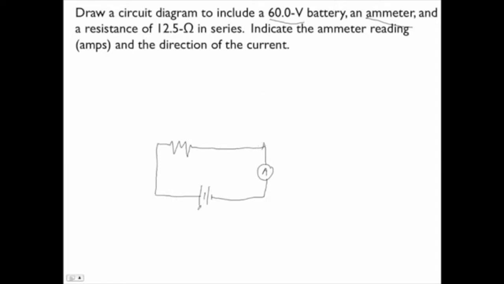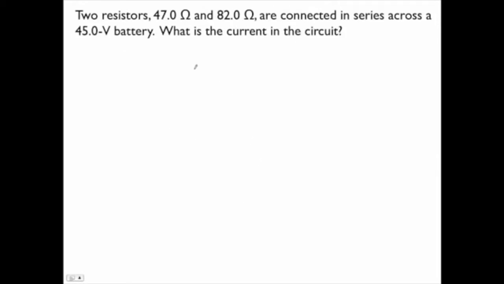So we have our battery is 60 volts, and we have our resistance of 12.5 ohms, and then the direction of the current, remember, is going from positive to negative. So your current's going to go like this. And that's all you have to do for this. That's all you have to do to draw a circuit. And these are in series because they're right in a row.